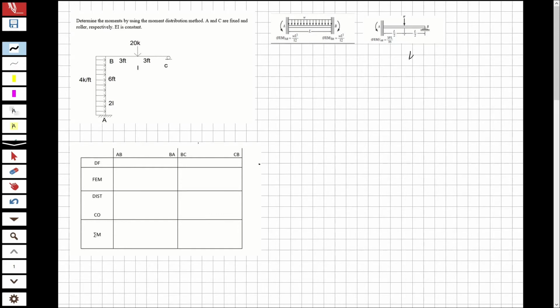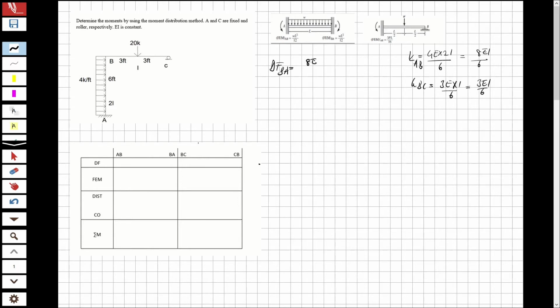First I'm going to find the stiffness factors K_AB and K_BC. K_AB will be equal to 4E times 2EI. You can see the inertias are different, so over 6, and it will be 8EI over 6, and K_BC will be equal to 3EI over 6.